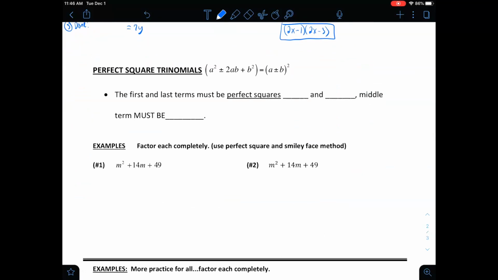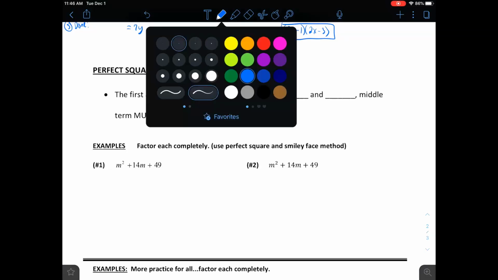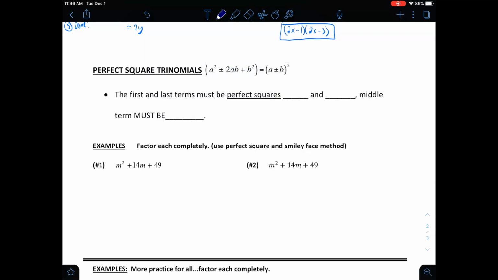Okay. Perfect square trinomials. This is a very long lesson. Okay. Let's go to this color right here. All right, perfect square trinomials are of this form, a squared plus or minus 2ab plus b squared, and it's going to factor to a plus or minus b, all squared. The first and last terms must be perfect squares, which are going to be a squared and b squared. And the middle term must be 2 times a times b.